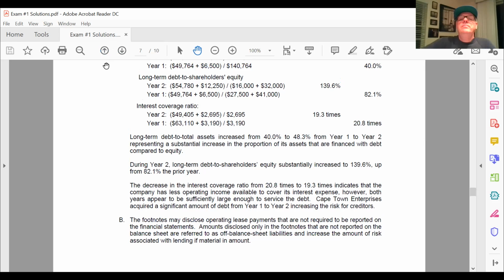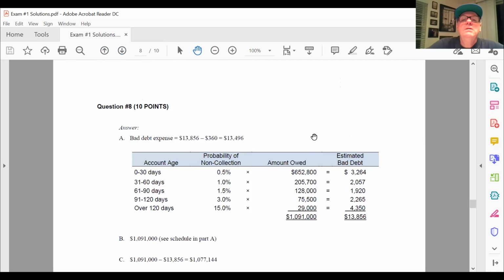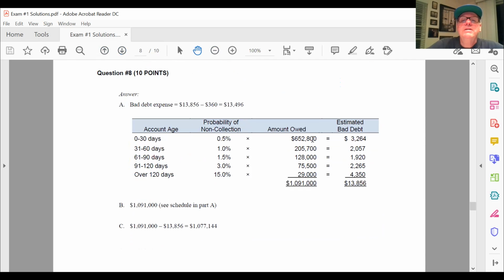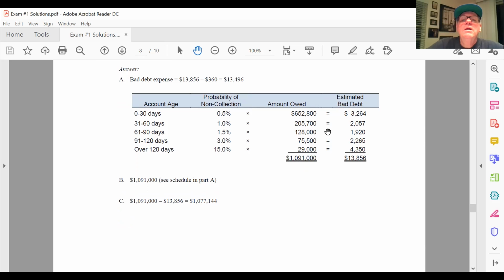Number 8 was you had to do an aging schedule. Once you did the aging schedule, you had to figure out what the bad debt expense was, what the net realizable value was, and what the total accounts receivable was. So here's the schedule, with everything broken down in terms of the total accounts receivable that they have, and of that accounts receivable, what I proved to be collectible.